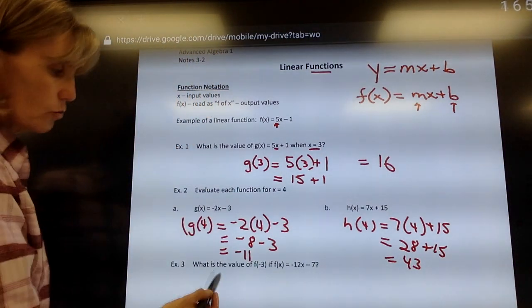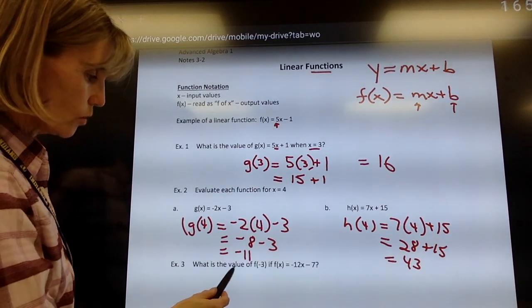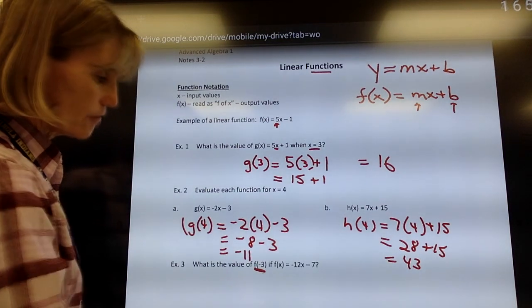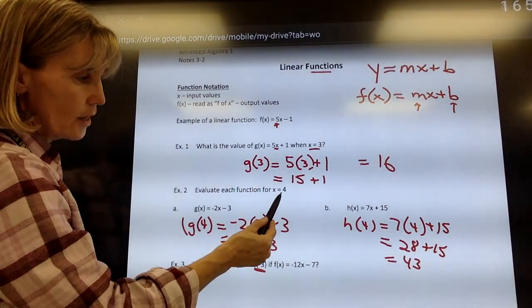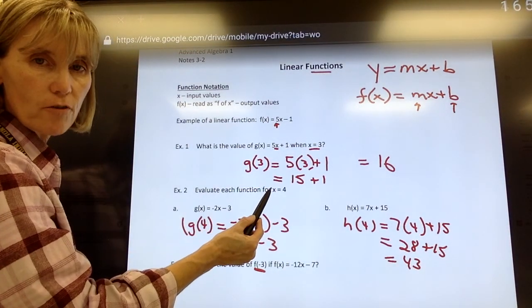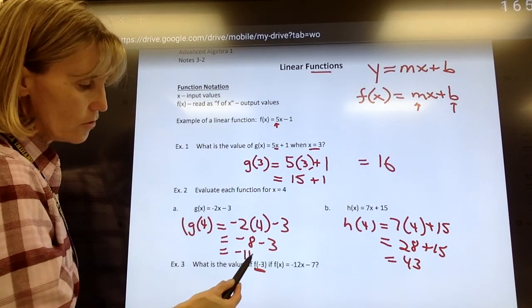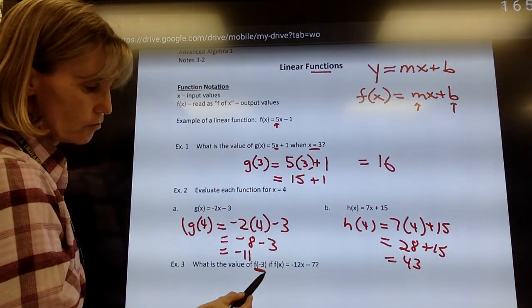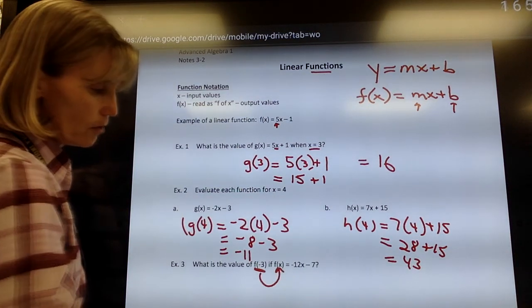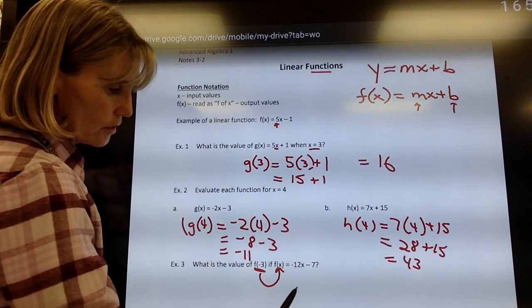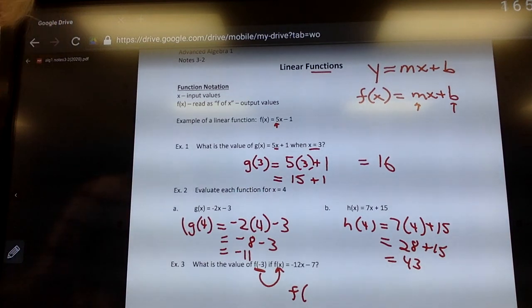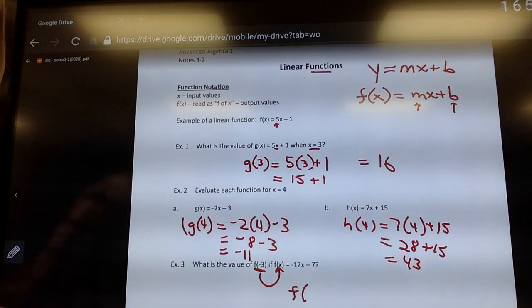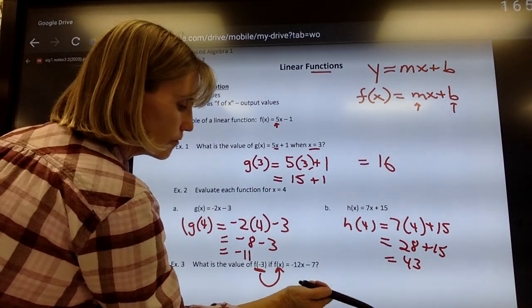Okay, now, this is where it gets a little confusing. So it says, what is the value of f of negative 3 if the function is this. Now, this is not telling you to plug in a certain value for x like it did up here. It's telling you the value of the function, f of negative 3. So this is your plugging in on the left side. Let me ask you, what did they plug in for x here?